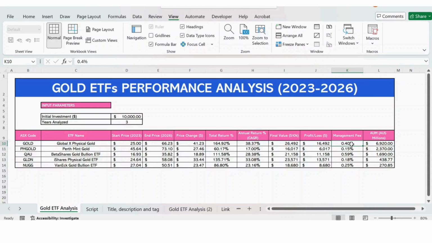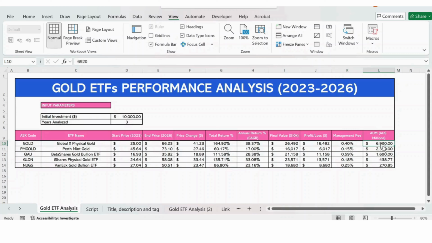On a $10,000 investment, GOLD's fee costs about $40 per year. Over 3 years, that's $120. Compare that to your $16,492 profit. It's a small price for the returns.